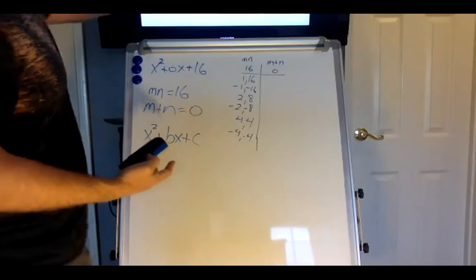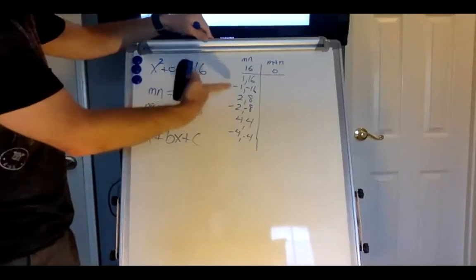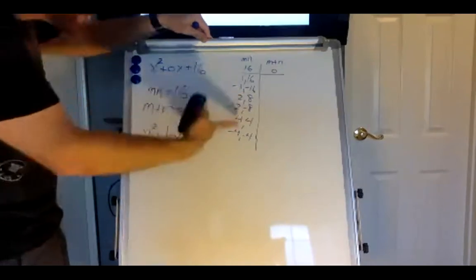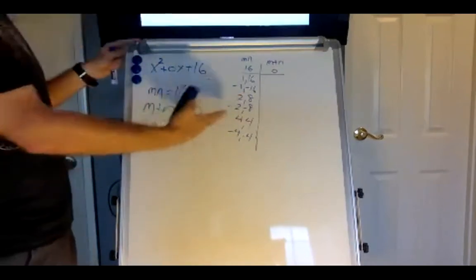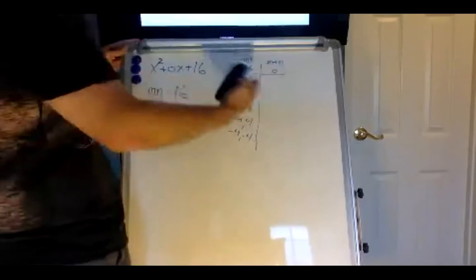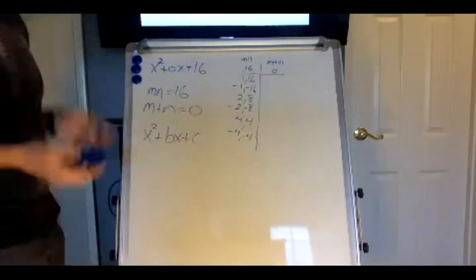Show that there are no integers. That's what they're talking about. There are no integers here that are going to satisfy both of these. Simple as that.